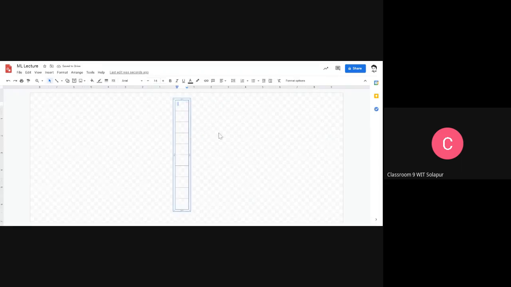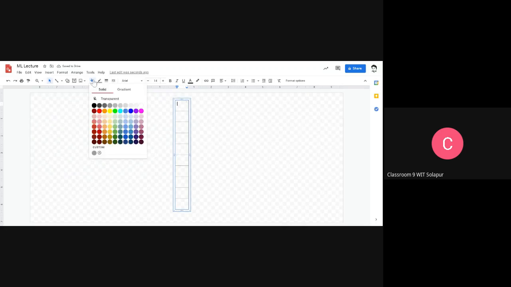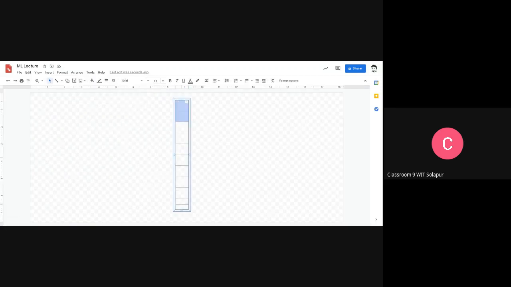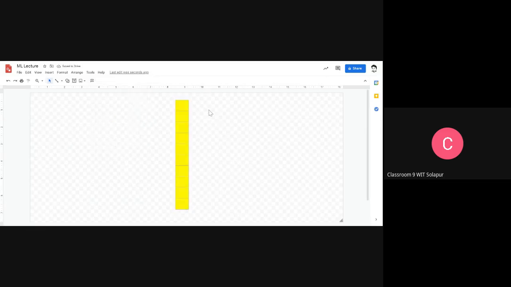Now, assume that I have a data set. Assume that this entire box which you see right now is the data set. So this entirely is a data set. Whatever you see in this illustration, let us consider this as a data set.